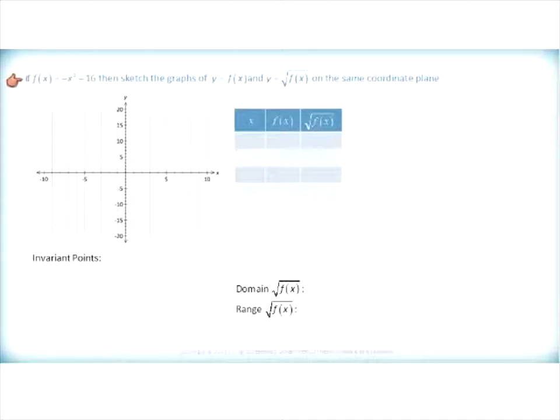If f of x is equal to negative x squared plus 16, then sketch the graphs of y equals f of x and y equals the square root of f of x on the same coordinate plane. If the function f of x is equal to negative x squared plus 16, we should recognize it as the graph of a parabola that opens downward, because of the negative in front of the x squared term.